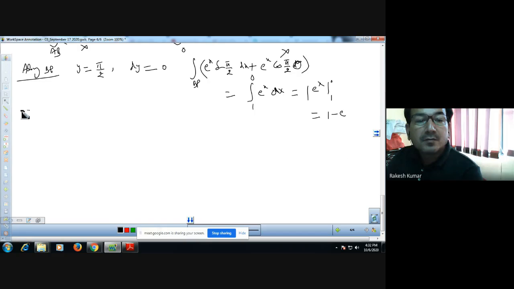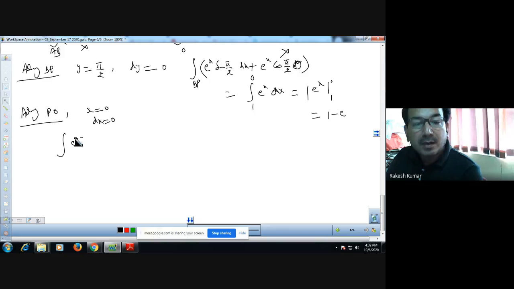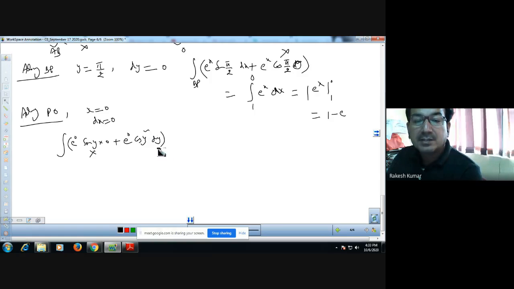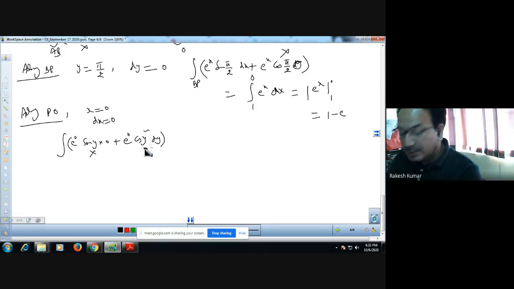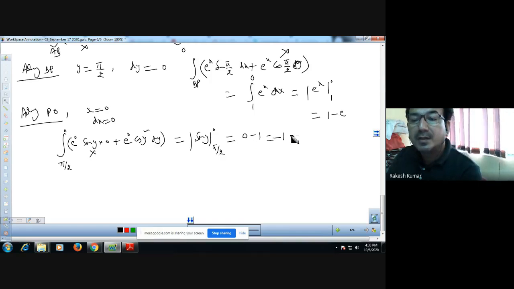Now, similar we have along PO. What is PO? That is the y-axis. Along the y-axis, x is 0, then the differential of x will also be 0. So along PO, the value is e power 0 into sin y into 0, because dx is 0, plus e power 0 cos y into dy. Now this term will vanish, so this is the integration with respect to y. Along the y-axis, the limits are pi by 2 to 0. So the integration of cos is sin, from pi by 2 to 0. That will be 0 minus 1, which comes out to minus 1.